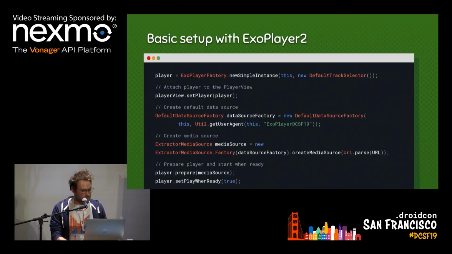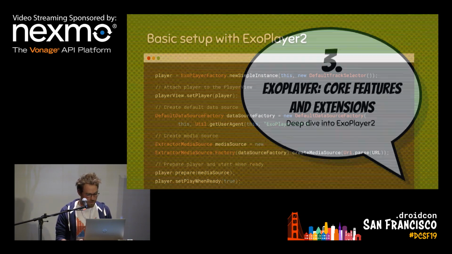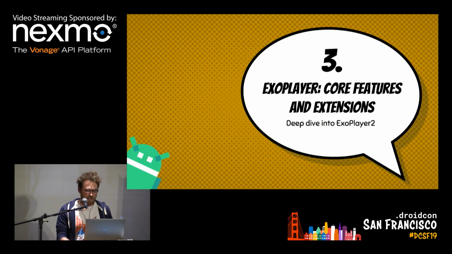So this is the basic setup for ExoPlayer 2. You can just init a simple instance with a default track selector. I'll come back to the track selector later. Attach the player to the player view, and then prepare the media and play when ready. It's straightforward, and with this you can play most of the videos on the web, and even adaptive streamings. So let's dig a bit into ExoPlayer and the core features first, and then I'll go through some extensions.